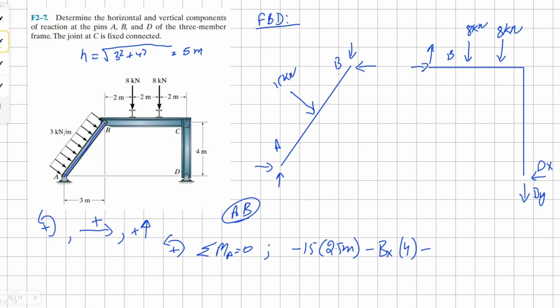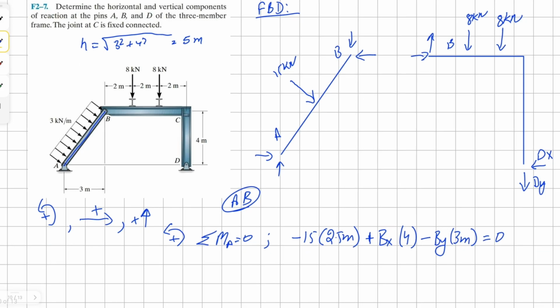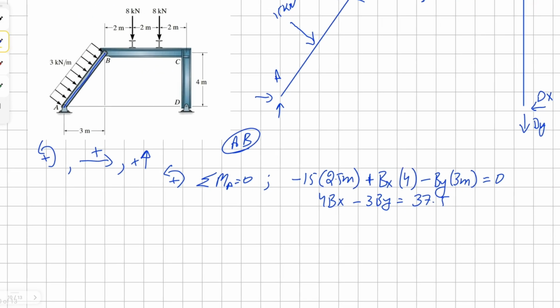So our BX is doing counterclockwise, so this is going to be positive. Our BY is doing clockwise, and it's going to be negative, and it's 3 meters away. All of this is equal to 0. Simplifying this equation, we get 4BX minus 3BY equals positive 37.5. And we're going to assume this as our equation 1.